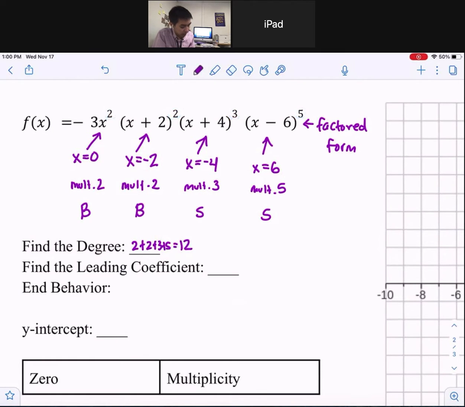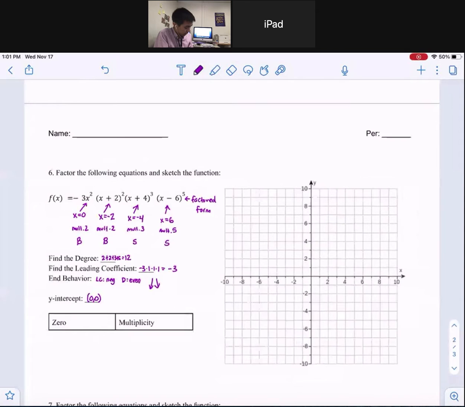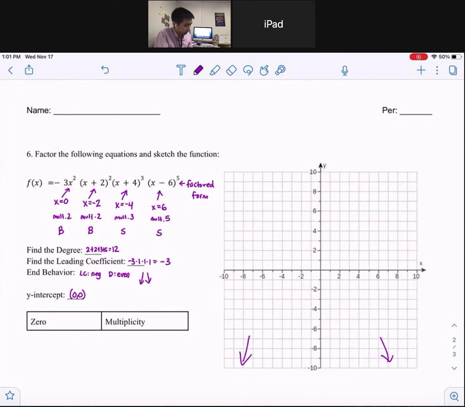Now your leading coefficient is negative 3 times all of these leading coefficients, which is 1 times 1 times 1, which is negative 3. So in end behavior, your leading coefficient is negative, and your degree is even. Negative even is down, down. And your y-intercept is 0, 0. So we have everything you need in order to graph this. So end behavior, down, down.